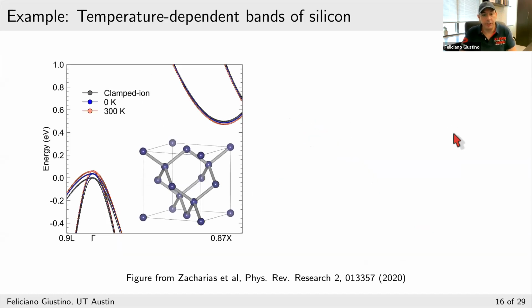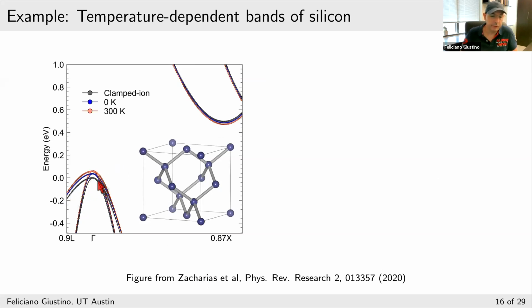So let me give you an example of this. The calculation was performed by Marius Zacharias, and this I think will be shown in the tutorial on Friday. So what you see here is the band structure of silicon, which has been already discussed yesterday. So this is the valence band, conduction band.